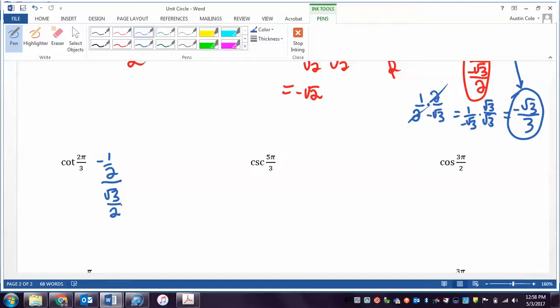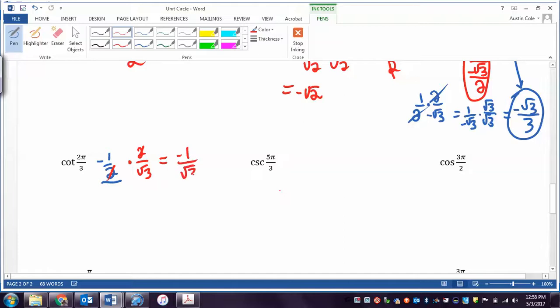Same thing, right? If you're dividing by a fraction, you need to multiply by the reciprocal. So that's really going to be times 2 over the square root of 3. Okay, your 2's are going to cancel. You have negative 1 over square root of 3. Rationalize your denominator. You get negative square root of 3 over 3.